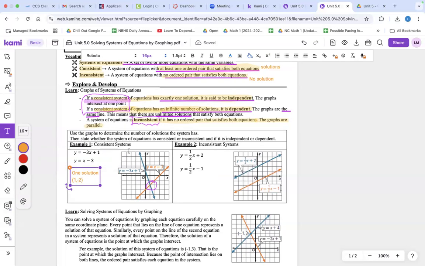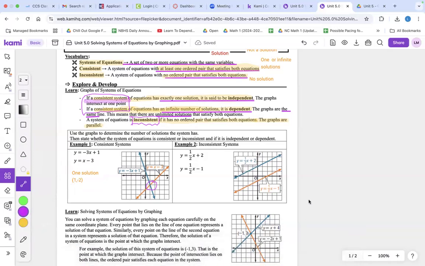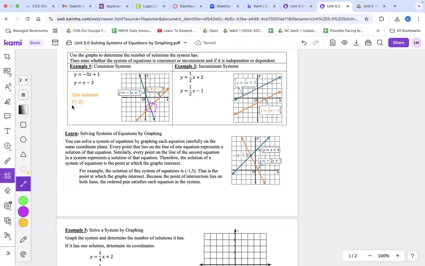Now, looking up here, because it asks us, and we should have underlined or highlighted. So let's come back here real quick. Here, what are we supposed to do with this? So again, we said this is 1, negative 2 is our solution.